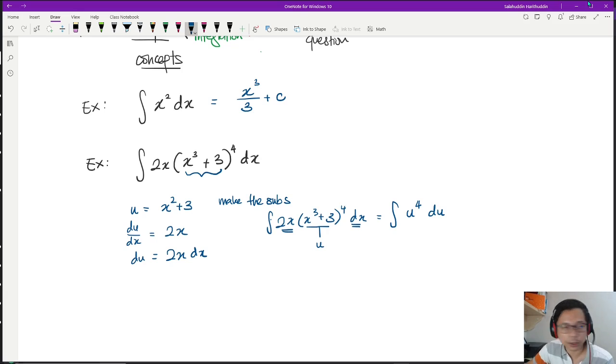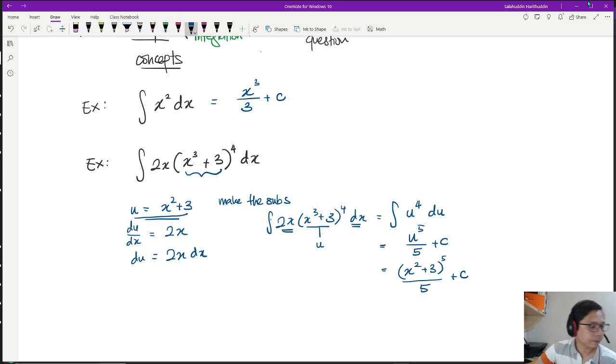Okay, the simplification. Now this becomes really easy to solve. U to the power of 4 will just become u to the power of 5 divided by 5 plus the constant c. Then what you need to do is substitute u back in this equation, so it will become (x squared plus 3) to the power of 5 divided by 5 plus c. Okay, so that's the answer.